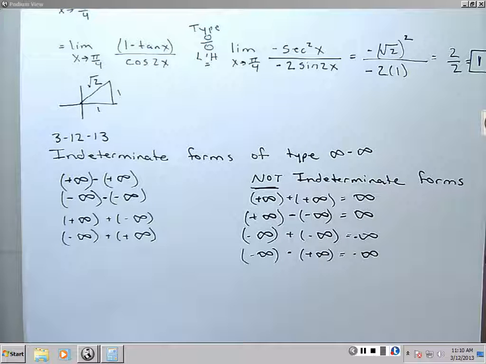The indeterminate types are when you have conflicting results, like plus infinity minus plus infinity, or minus infinity minus minus infinity, because that's really minus infinity plus infinity, and infinity minus infinity. Those are the 4 indeterminate types.